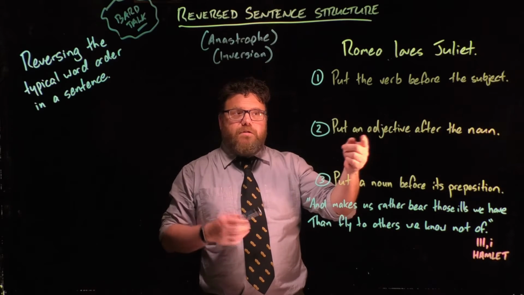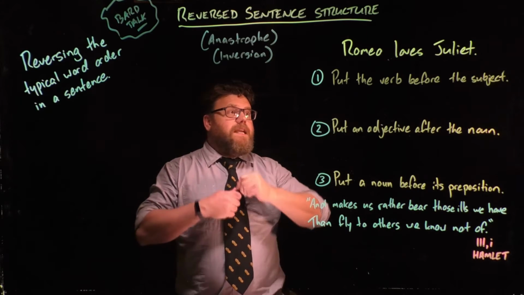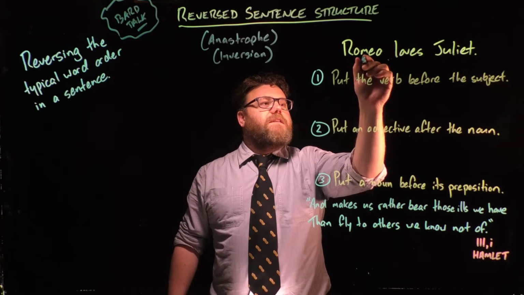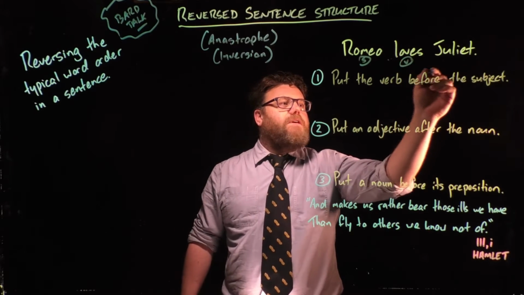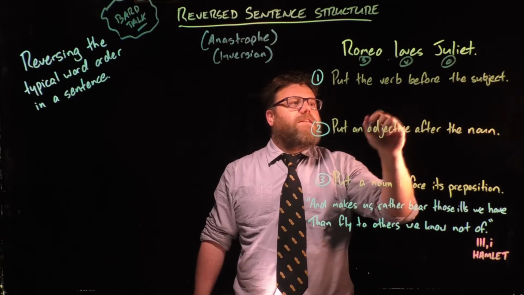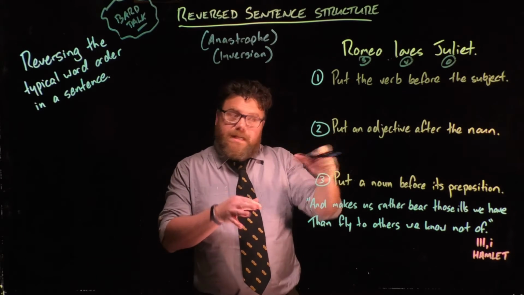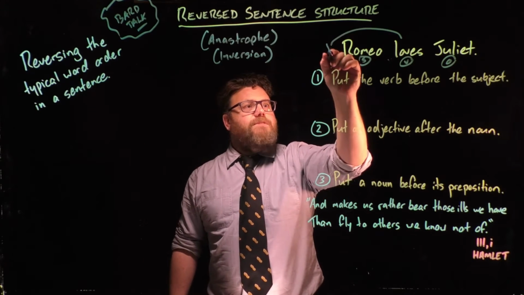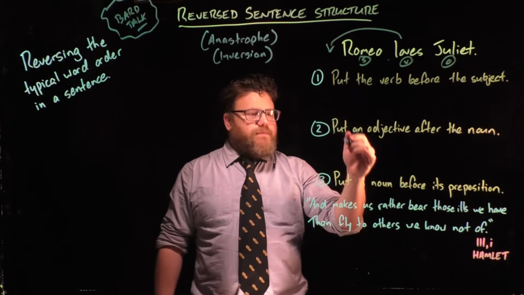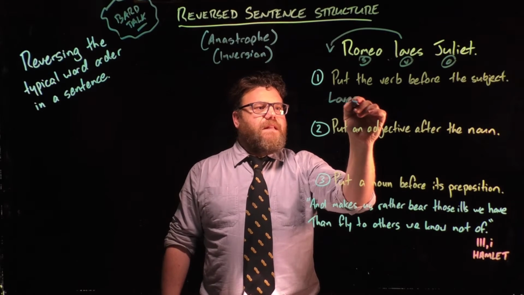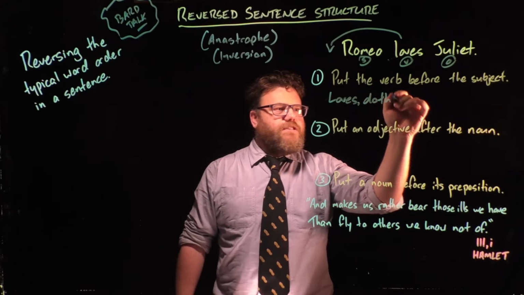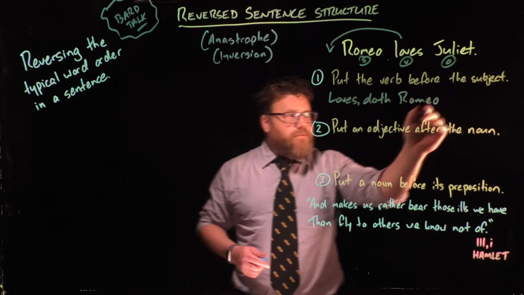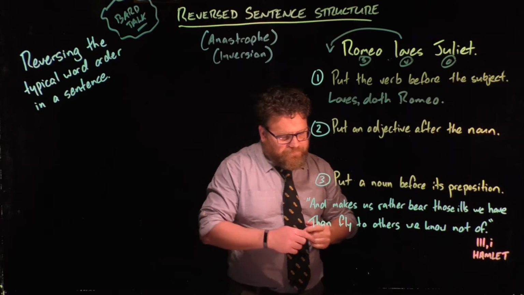So if you remember my episode on simple sentence structure, we were saying that a simple sentence usually has the structure of a subject, Romeo in this case, a verb, the verb to love in this case, and an object, which is what the verb is being done to. So Romeo loves Juliet. If we were to put the verb before the subject in this case, then we would end up with something like, loves, I guess doth, because it's Shakespeare, loves doth Romeo. So that is a simple example of inversion.